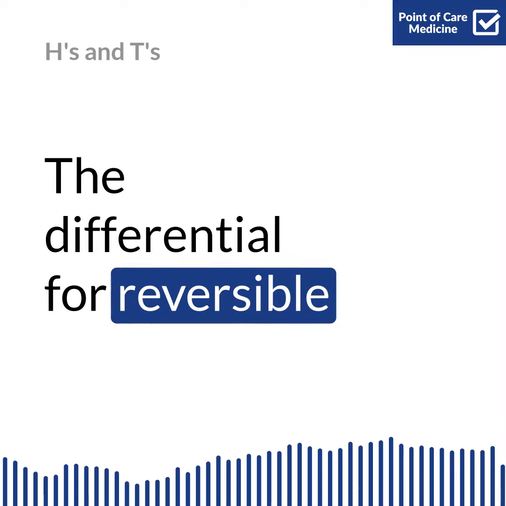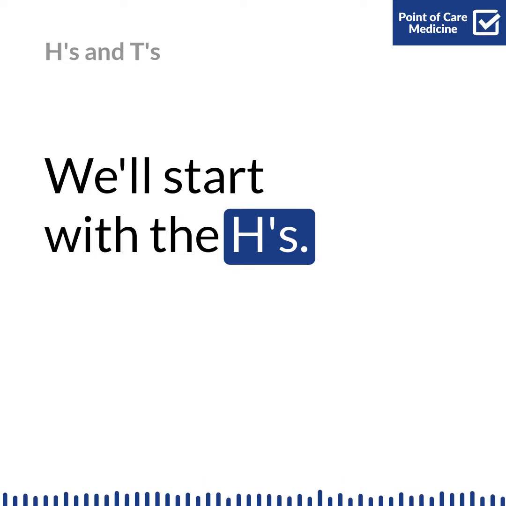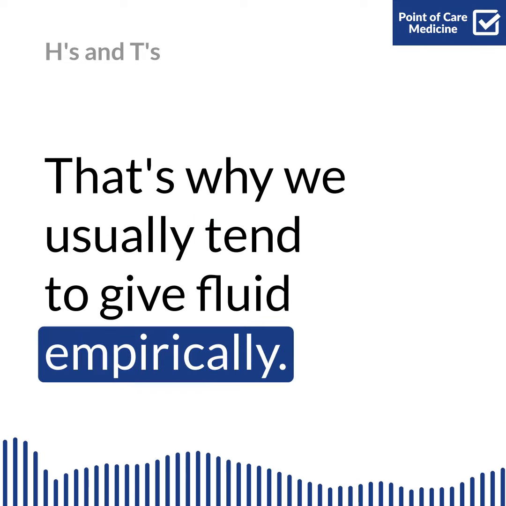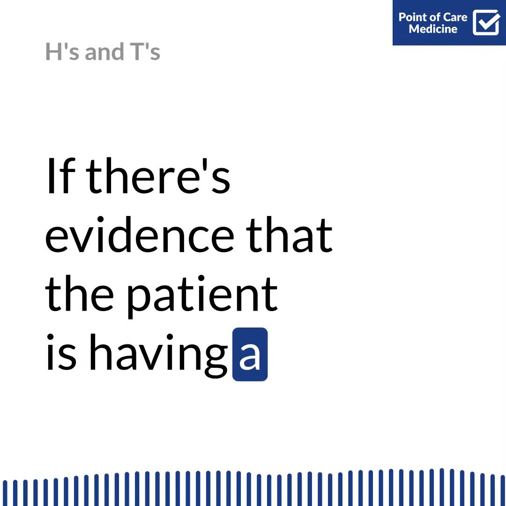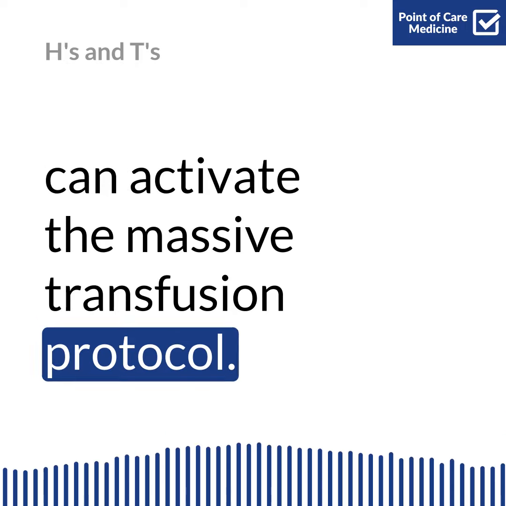The differential for reversible causes of arrest include the H's and T's. We'll start with the H's. The first is hypovolemia. That's why we usually tend to give fluid empirically. The next is hemorrhage. If there's evidence that the patient is having a really bad GI bleed or is hemorrhaging elsewhere, you can activate the massive transfusion protocol.